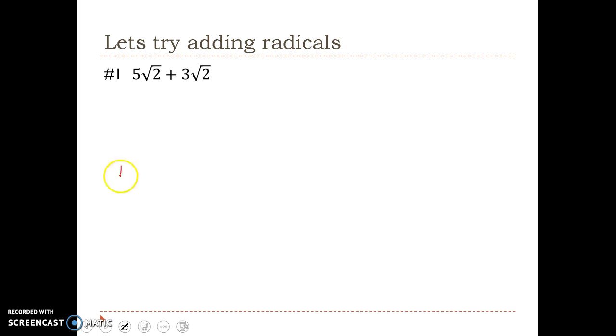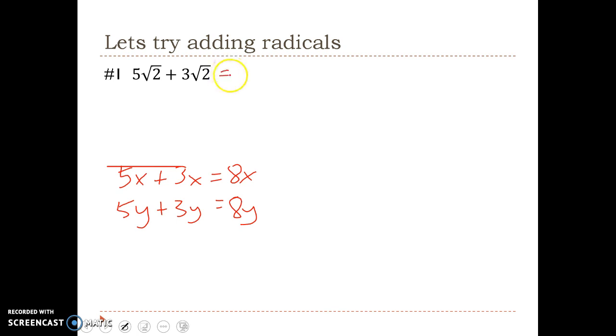We know that we can do something like 5x plus 3x, because we know that that is 8x. Or we can say 5y plus 3y, because that is 8y. So when we add radicals together, it's the same thing. We can treat the radicals as variables. 5 radical 2 plus 3 radical 2 is the same as 8 radical 2.